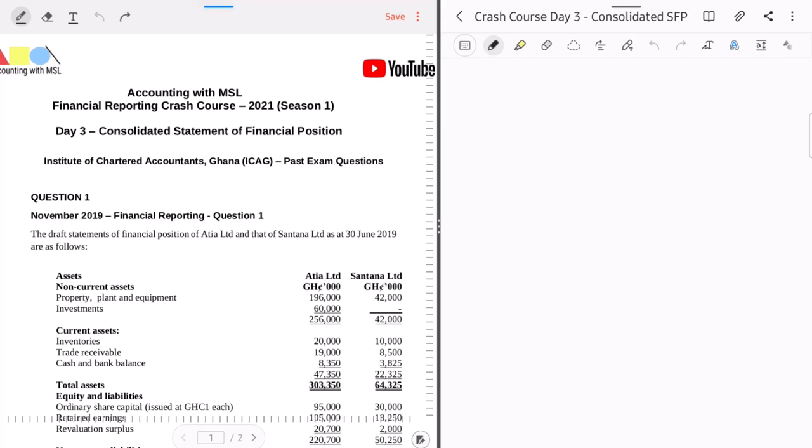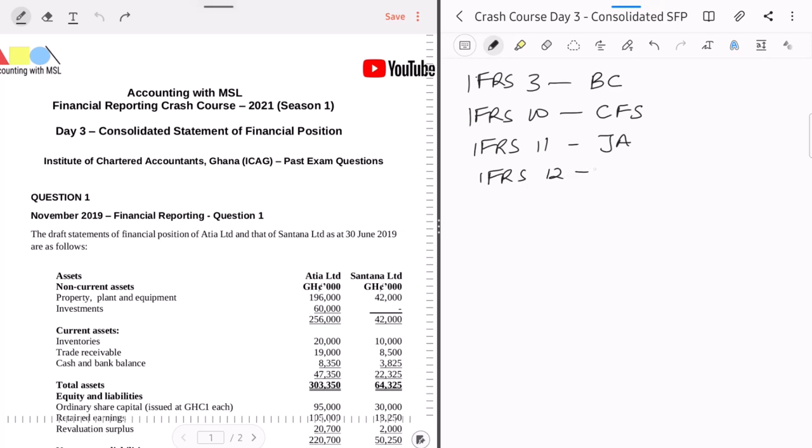So on that basis, what are the IFRS we need to be aware of when it comes to group accounts? The list of standards for group should tell you that it's a very important area that examiners pay a lot of attention to. The first standard we need to know is IFRS 3, which deals with Business Combinations. IFRS 10 is called Consolidated Financial Statements. Then we have IFRS 11 on Joint Arrangements. We have IFRS 12 on Disclosure of Interests in Other Entities.